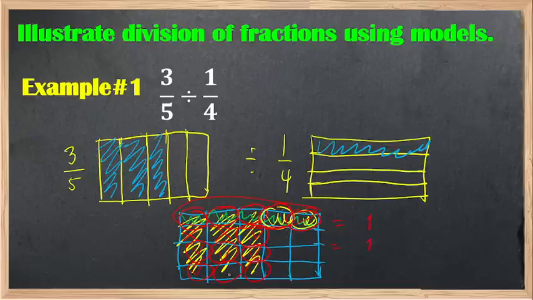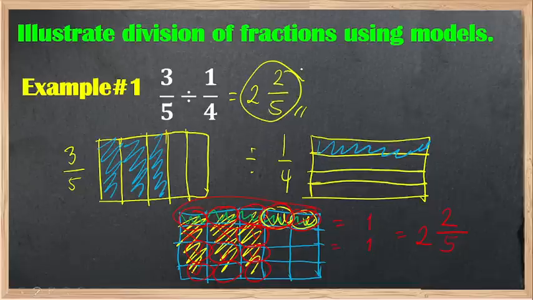And then we have the remaining 1, 2. So, therefore, the answer is equivalent to 2 whole parts and 2 remaining shaded parts. Therefore, 2 and 2 over. So, how many equal parts to get the whole? You have 1, 2, 3, 4, 5. So, therefore, the answer is equivalent to 2 and 2/5. Therefore, 3/5 divided by 1/4 is equivalent to 2 and 2/5.